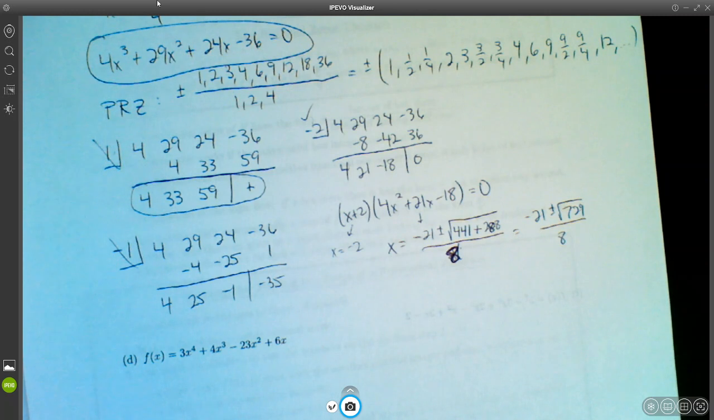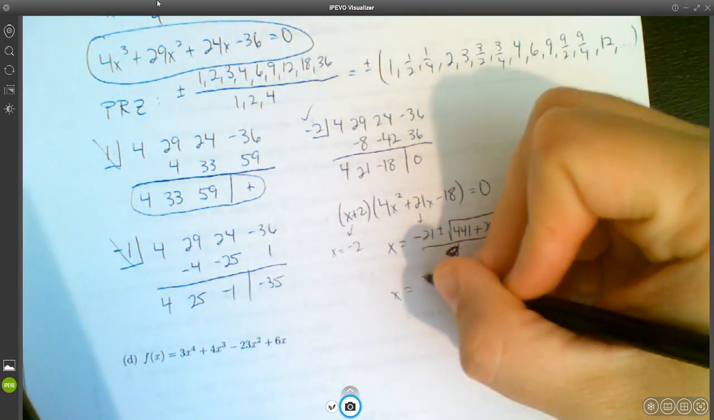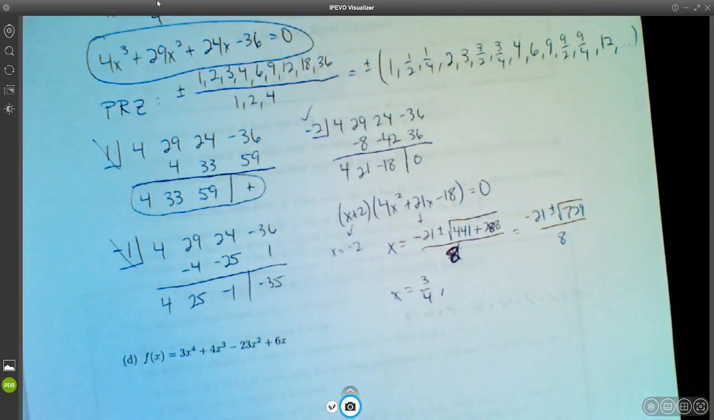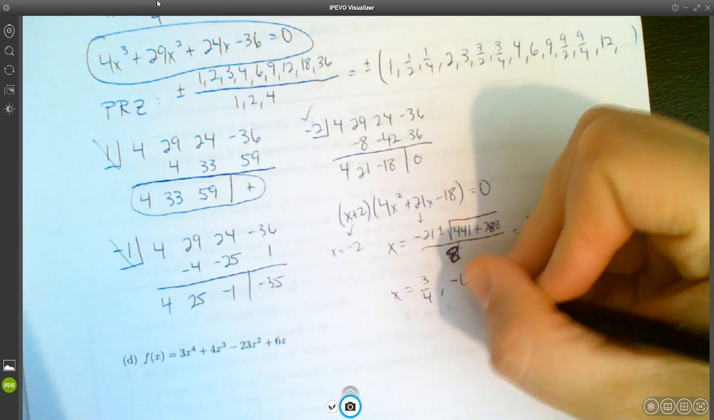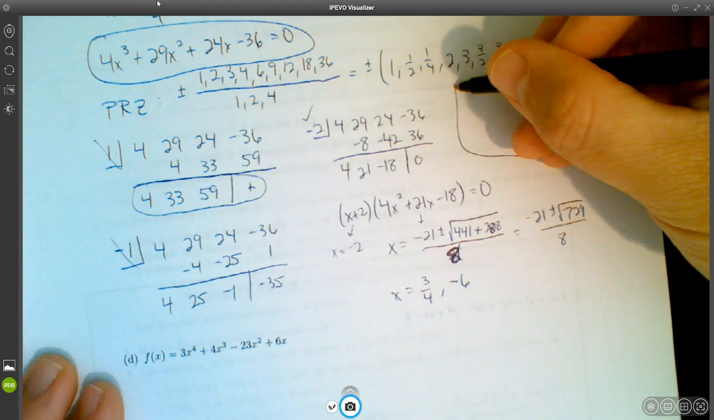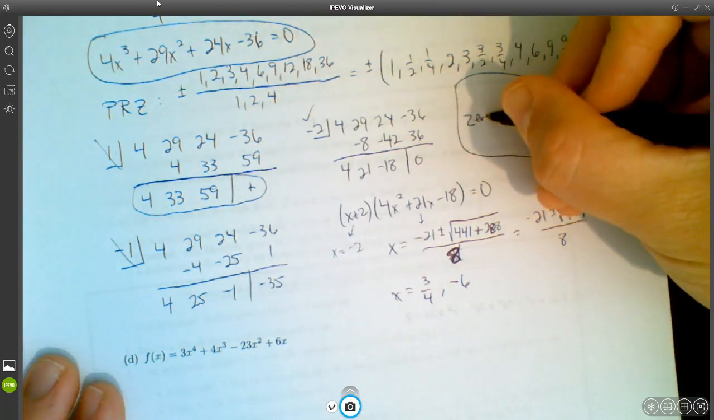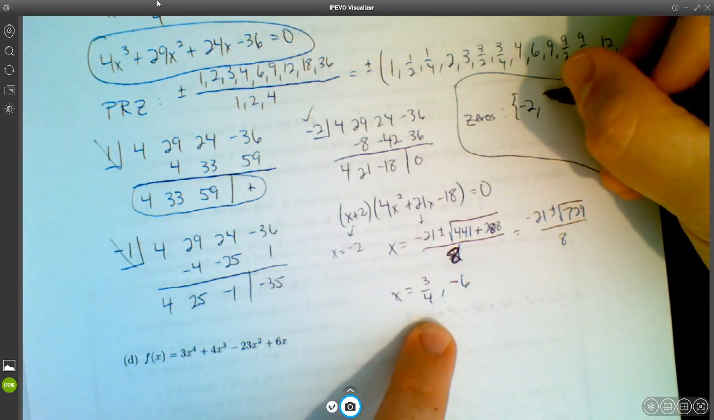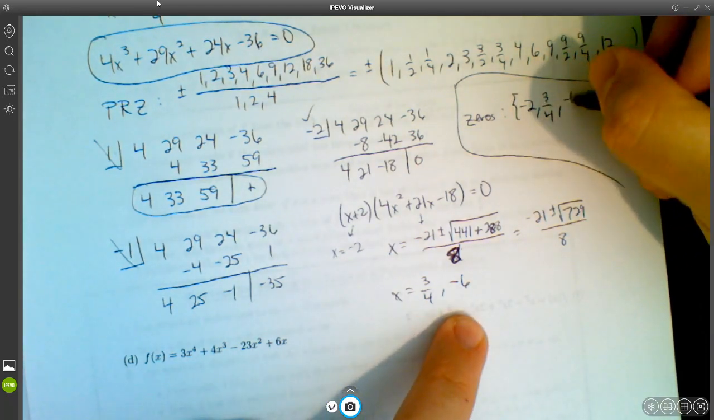Okay, negative 21 plus 27 divided by 8 is 3/4. So we get x equals 3/4, or if I subtract, it would be negative 21 minus 27 divided by 8, which is negative 6. Okay, so I'm running out of room here, but I'm going to put my answer up here. So the zeros are negative 2, 3/4, and negative 6.